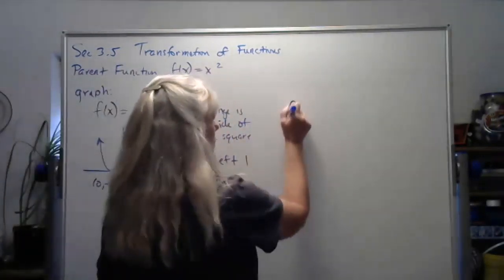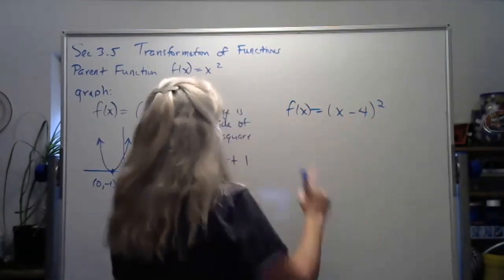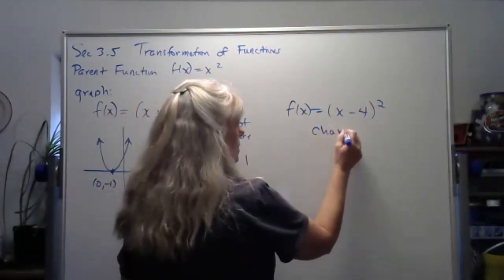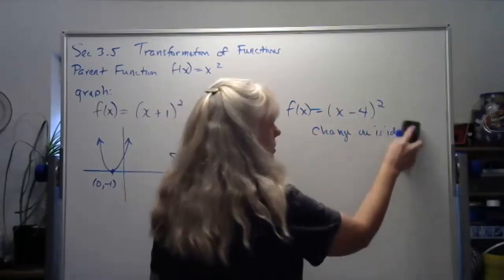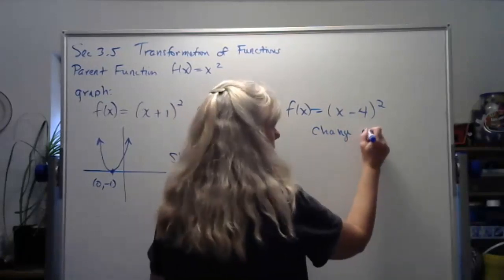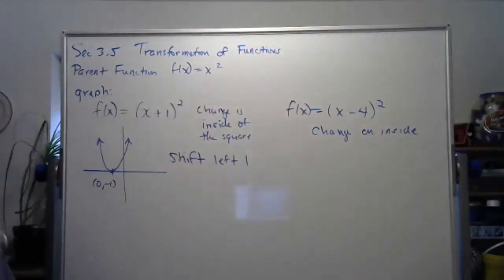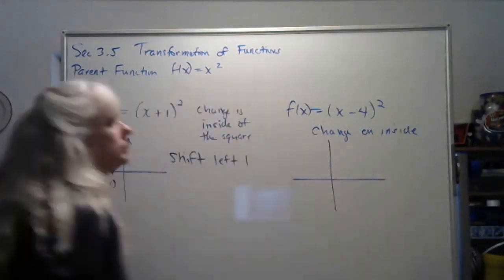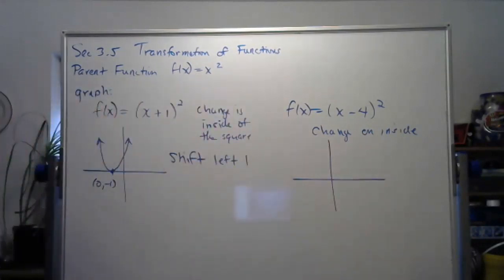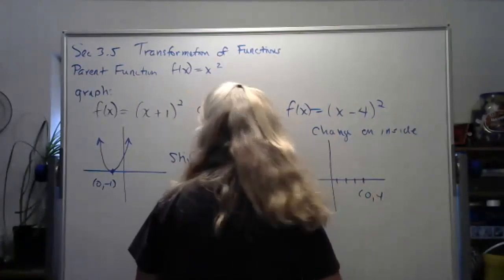Okay, well, what if we do the same thing but do an (x minus 4) quantity squared? So we're going to notice again that the change is on the inside of the function. And if you graph that on your calculator, what happened to it? To the right 4. Yep. So now we're over here at 4, 0.